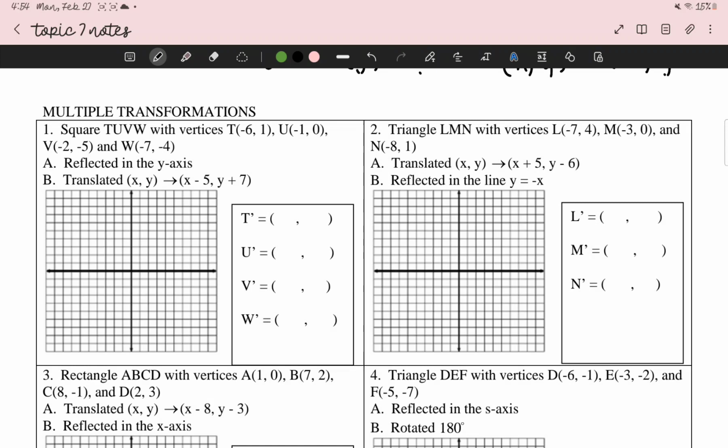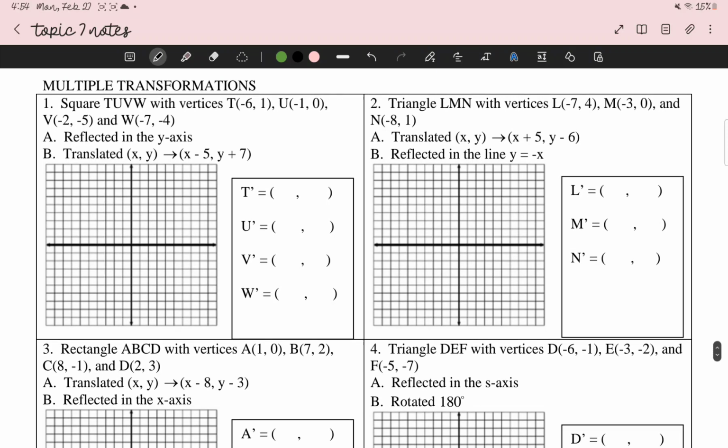Okay, so number 1 says we have this original square which has these vertices. Vertices are just the corners of your shape, and they told us we're going to have 2 transformations. We're going to reflect over the y-axis, then we're going to translate it using this rule. Okay, so let's go ahead and draw it out first.